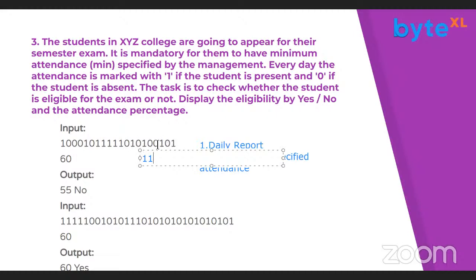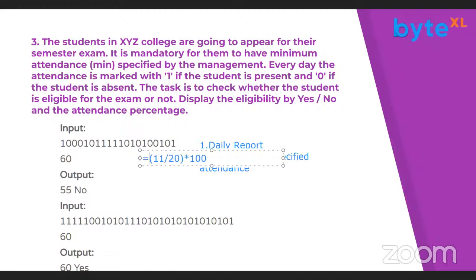Okay, so the length is 20. After performing the division, it's going to be the number of days present divided by the total number of days into 100. So generally, this is the formula for finding out a percentage: number of days present divided by total number of days into 100.